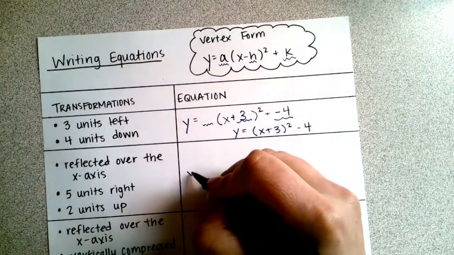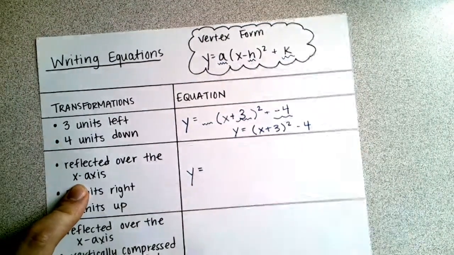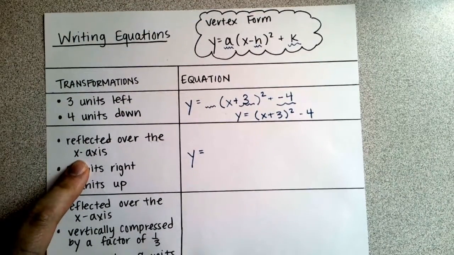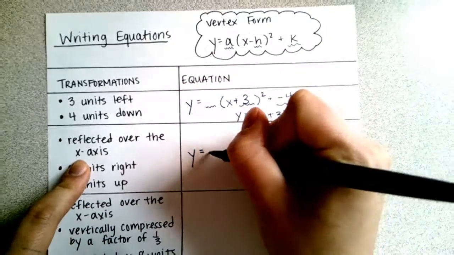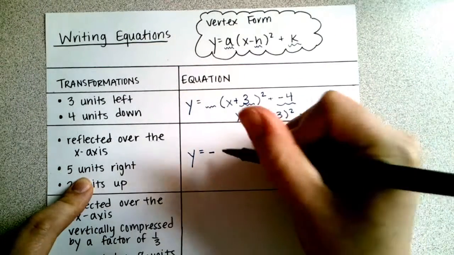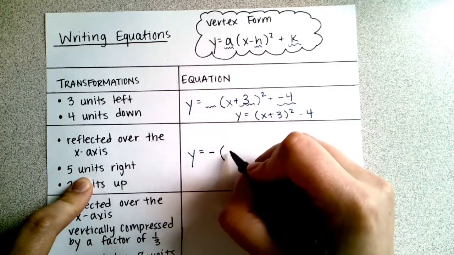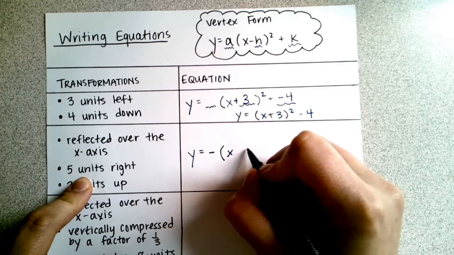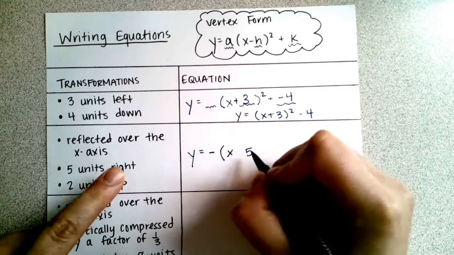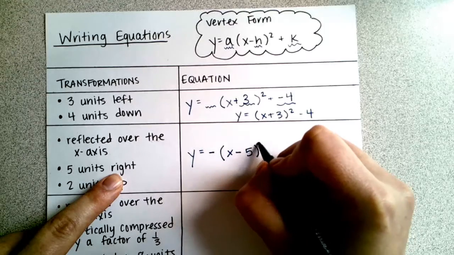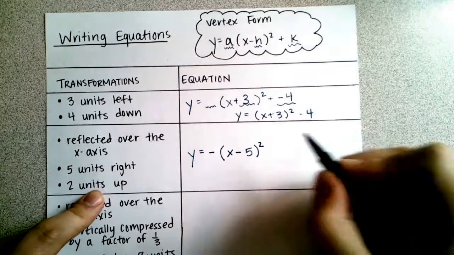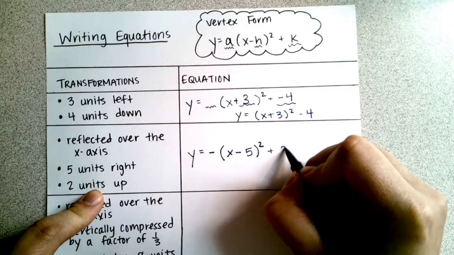Okay, for this next one, if this function was reflected over the x-axis, that means our a value needs to be negative. If it was moved 5 units to the right, that's the number that goes in the parentheses with the x. And since it moved right, it needs to be x - 5. Finally, it moved 2 units up, so that would be a +2 at the end.